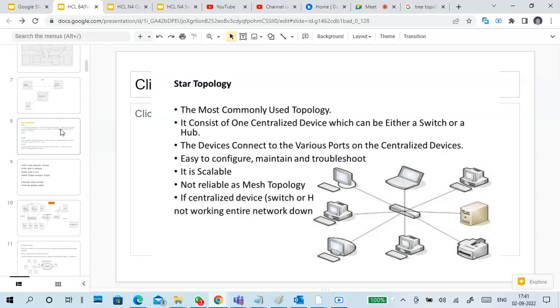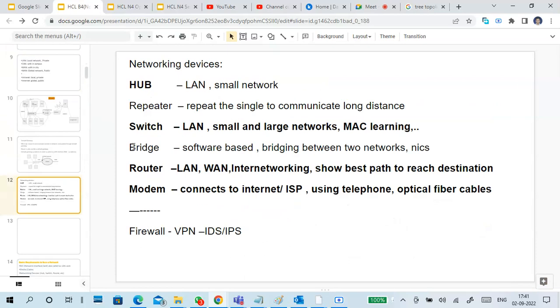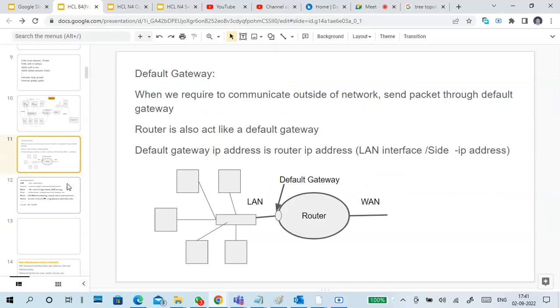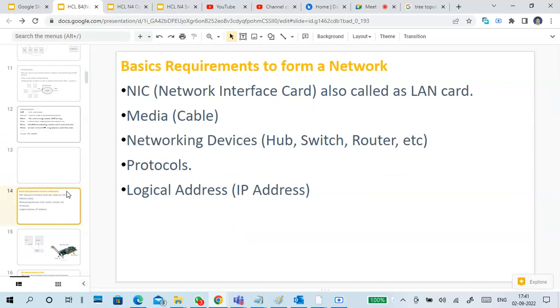How much time do we have? Three things we discuss: networks and types of networks, devices used in networks, and topologies. Default gateway we also discuss. Also we have to discuss cables and NIC. Both we have to discuss. Then a lot of the syllabus will be complete.